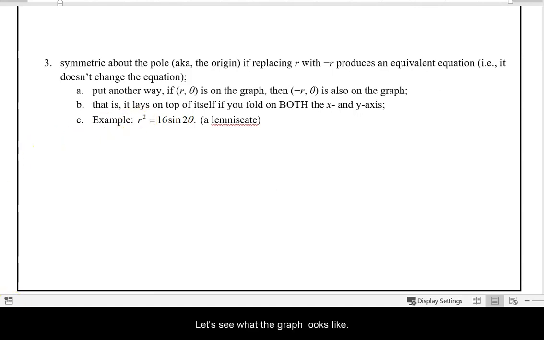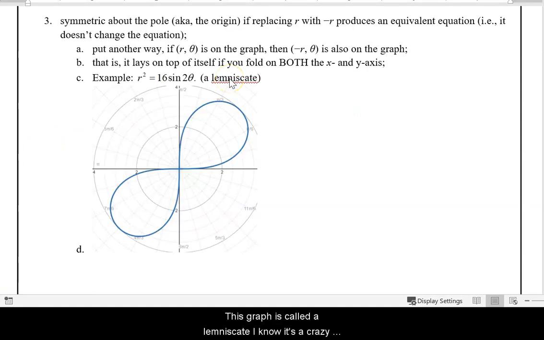Let's see what the graph looks like. This graph is called a lemniscate. I know it's a crazy word, and I know that Word does not like the word and wants me to tell it that I've misspelled something, but in fact I have not. It is a lemniscate. It looks like a figure 8, so I think skate, figure 8. It works for me. You can tell that it is origin symmetric, or symmetric with respect to the pole, because if I were to fold this down along the polar axis, it would now end up here, and then if I folded it this way, it would lay directly on top of itself.